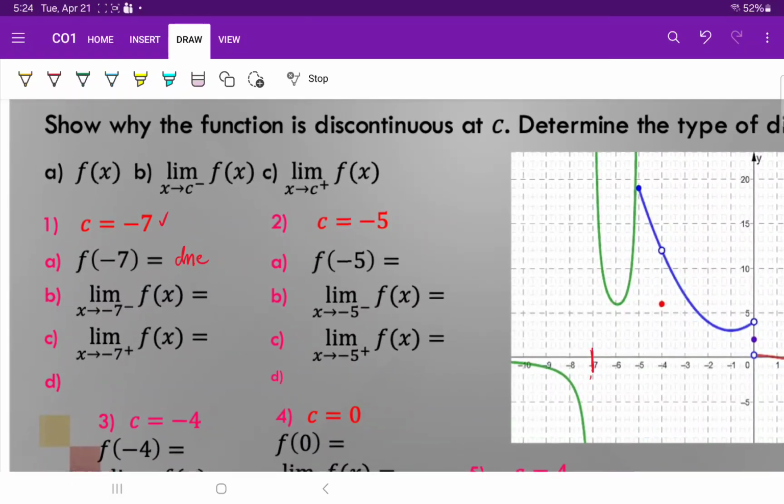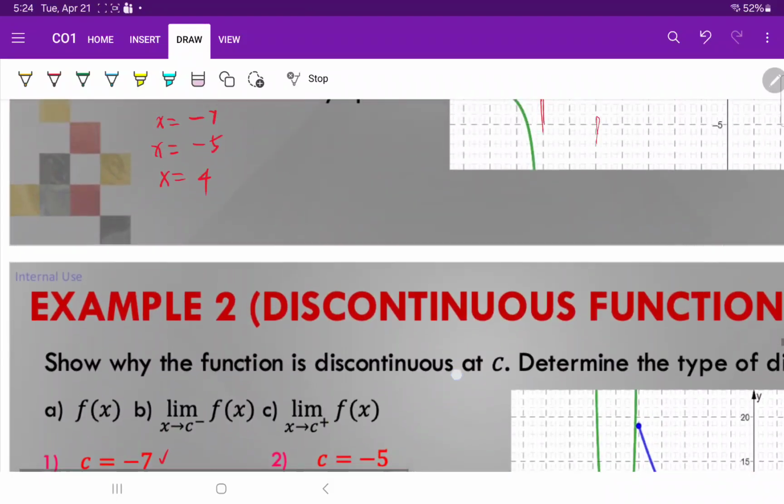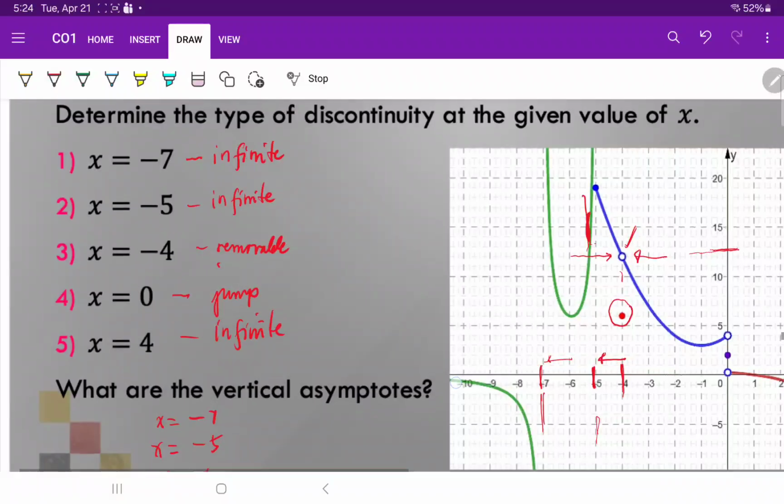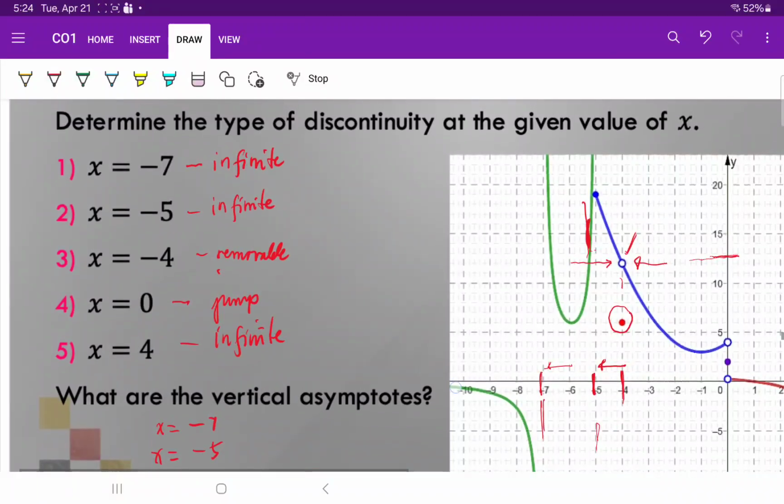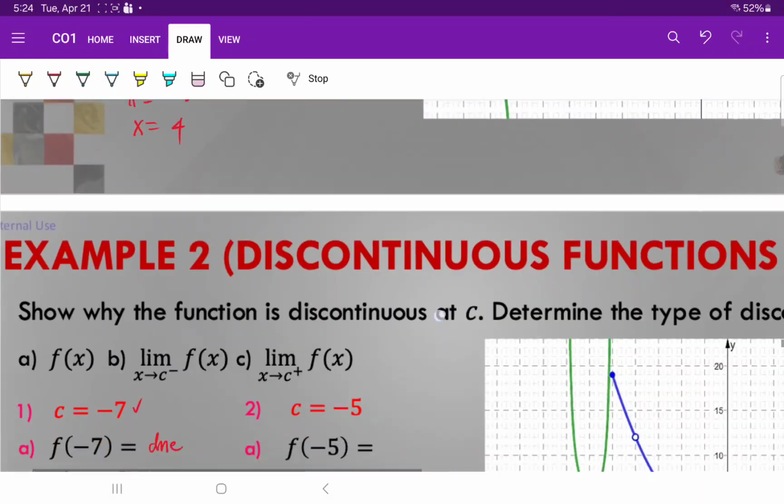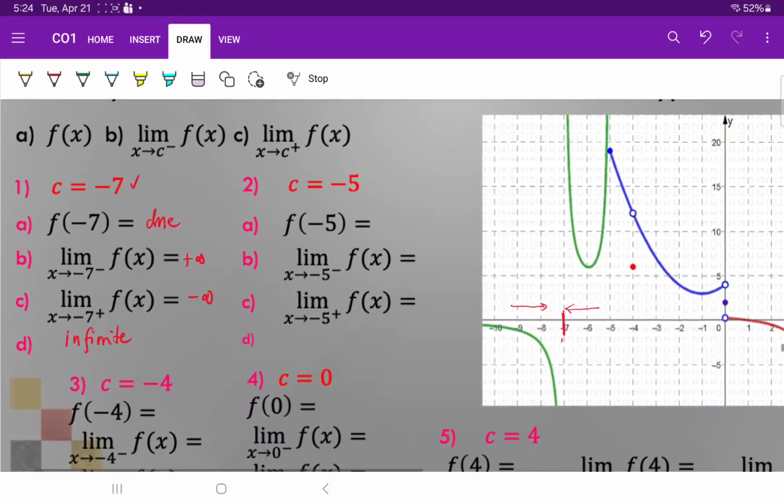And what's the limit of the function as x approaches negative 7 coming from the right? It's what? Positive infinity. Coming from the left, it's negative infinity. So, what type of discontinuity is this? It's infinite discontinuity. So, that's what we identified earlier, right? At x equals negative 7, it is infinite discontinuity. Alright.